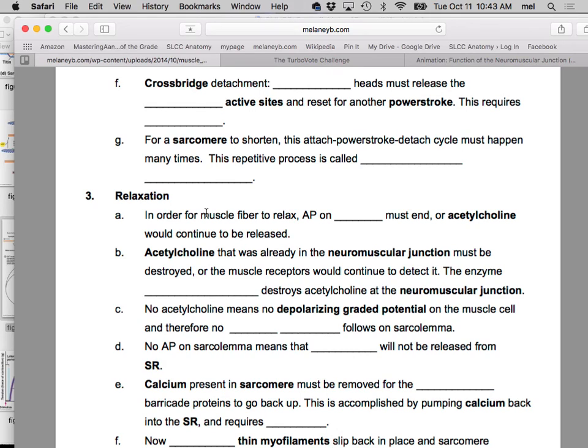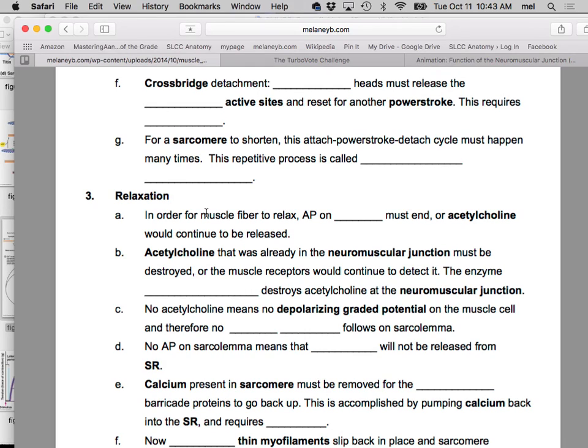So the action potential on the axon must end, or acetylcholine will continue to be released. Acetylcholine that was already in the neuromuscular junction must be destroyed, or the muscle receptors would continue to detect it. The enzyme acetylcholinesterase destroys acetylcholine at the neuromuscular junction. That's how you spell it.